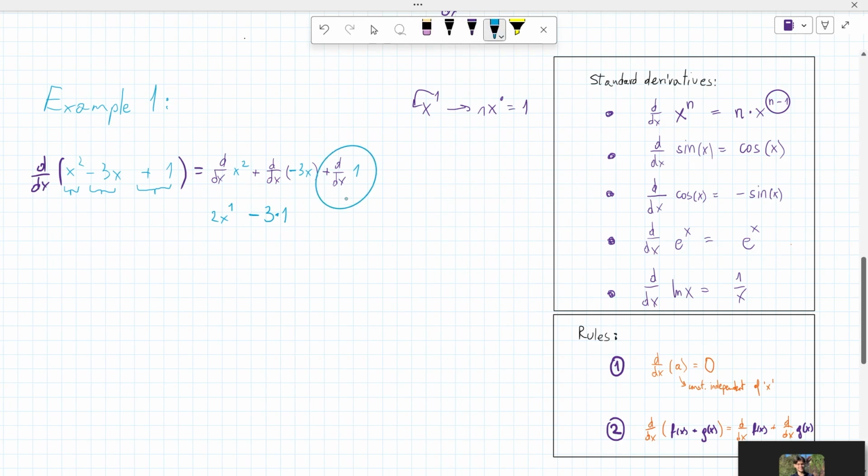And how about the derivative of number 1? Number 1 is just a constant, so we know that the derivative of a constant is always going to be just 0. The value of number 1 does not change as we change x. It's independent of x, so it's just 0. So what do we get in the end? In the end, we just get 2x minus 3.